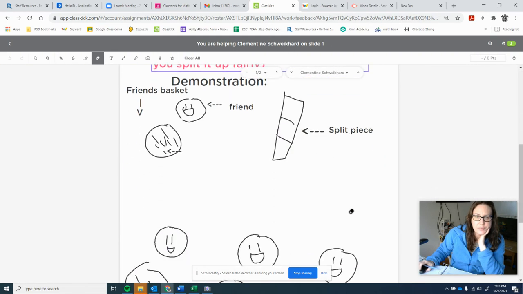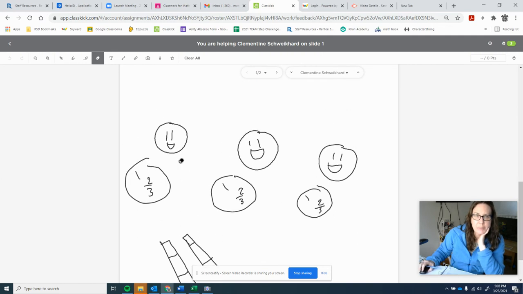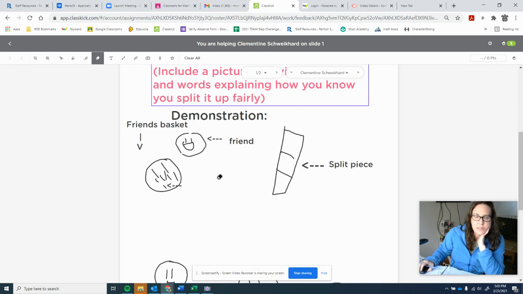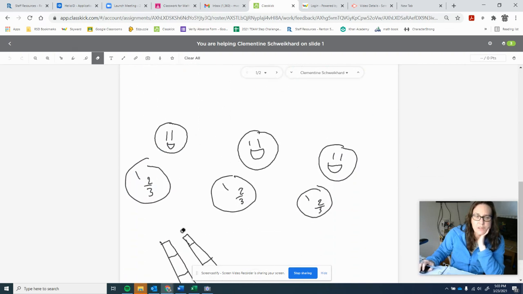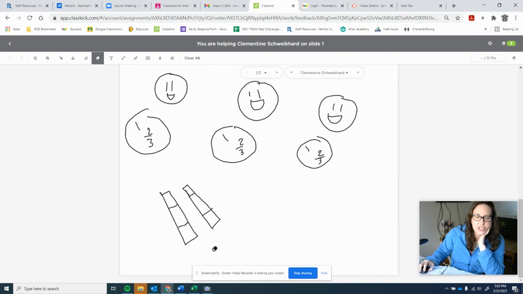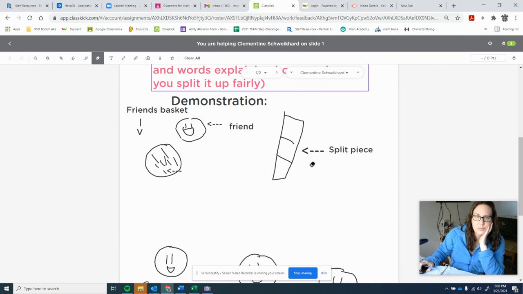Clementine showed it this way. I thought this was fun because it looked like they were happy to receive them. So she took the 9 pieces and she gave everybody 1. Then she split the pieces, the 2 remaining pieces, into thirds and realized that everybody would get 2/3. All right.